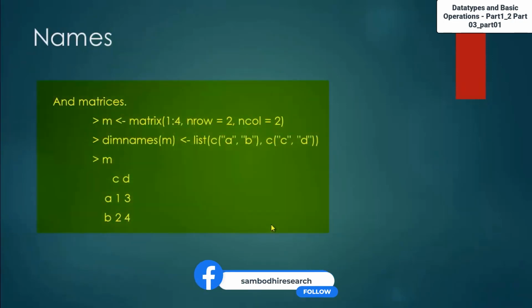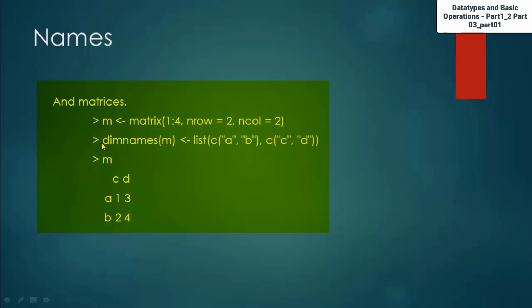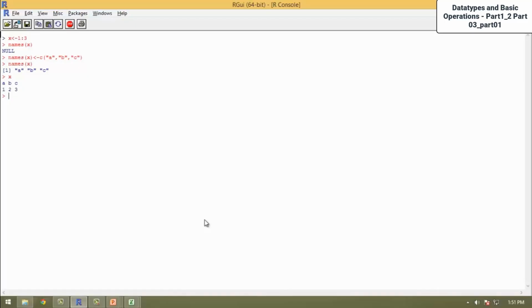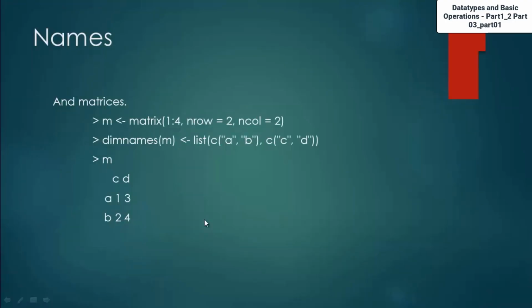Again, names for lists and objects, you can also use for matrices. Let's say there is a matrix with 4 values where the number of rows is 2 and columns is 2. You can add names using dimnames of m. We'll do that in the console. Let's create a matrix which contains values 1 to 4, with number of rows 2 and number of columns 2. When you display the matrix, you will see 1 2 3 4 added to it.